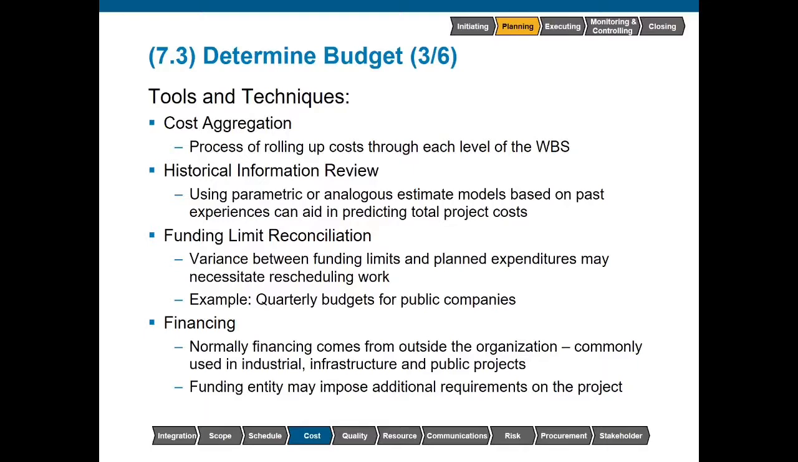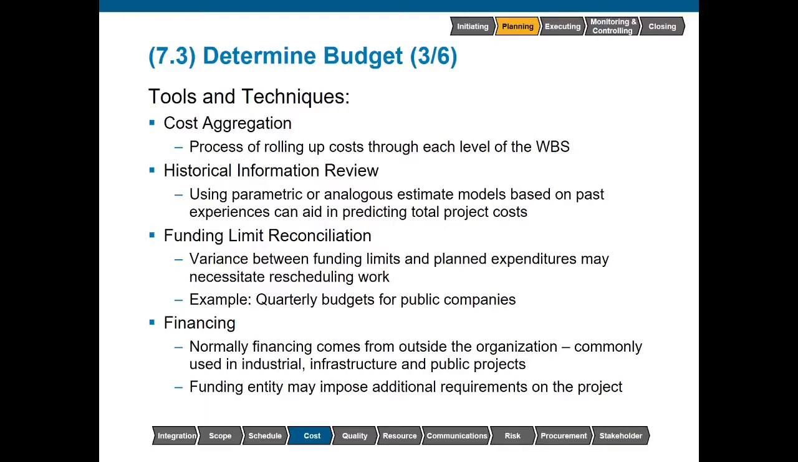If we run out of money during one of these periods, we may need to reschedule work to the next period. However, if we are incredibly efficient and we have money left over during a period but run out of work, then we might reschedule work from the next quarter into this one.